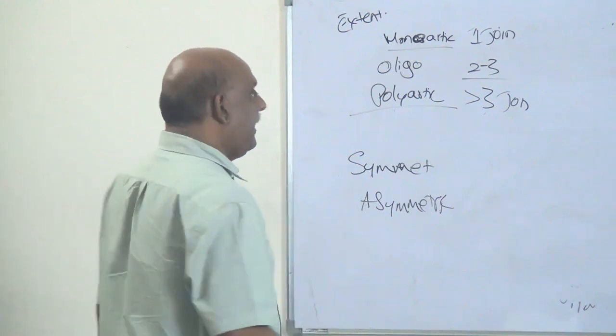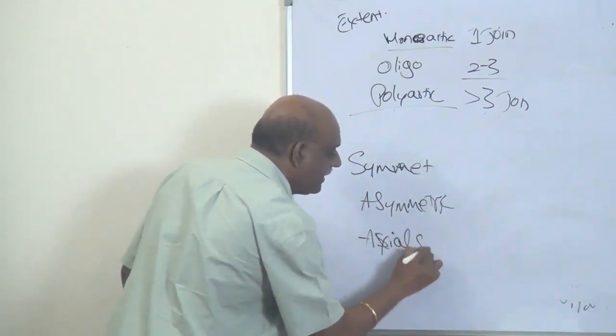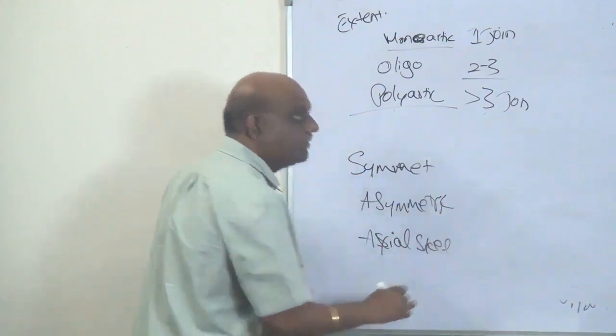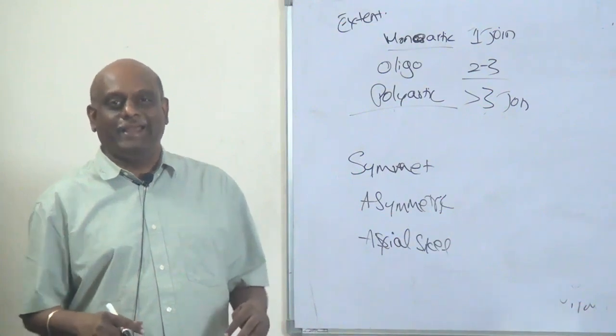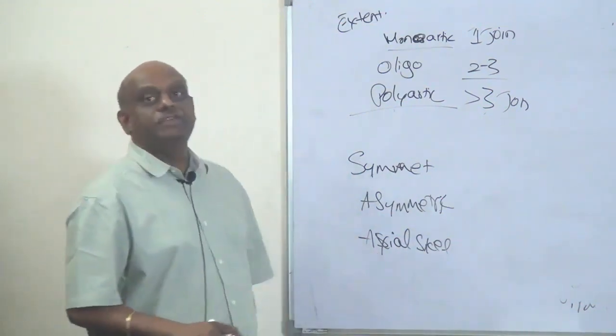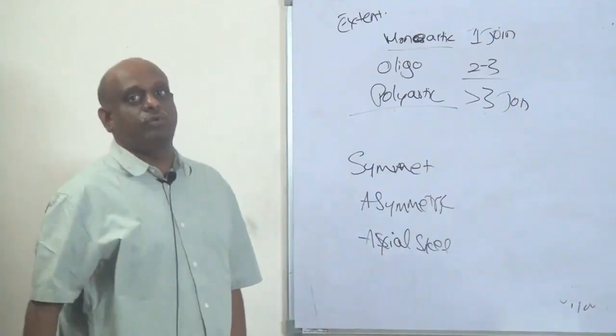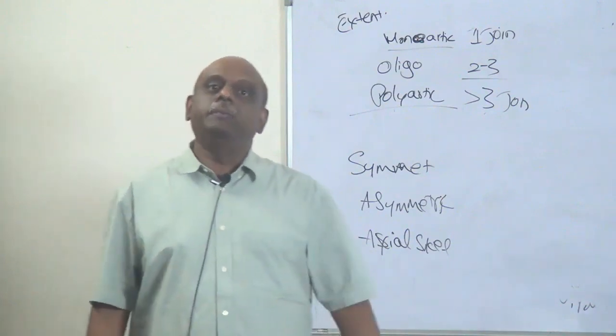Then, is it involving the axial skeleton? Axial skeleton kya hota hai, doctor? Appendicular kya hota hai? Hath pair jo hota hai, appendicular hota hai. Spine is basically called the axial skeleton. Is the spine involved, axial skeleton involved or not, is very, very important.